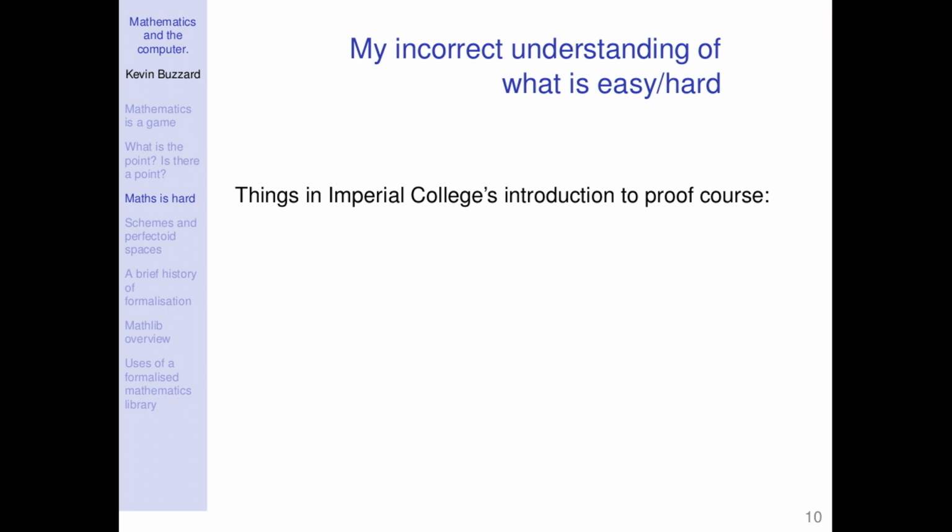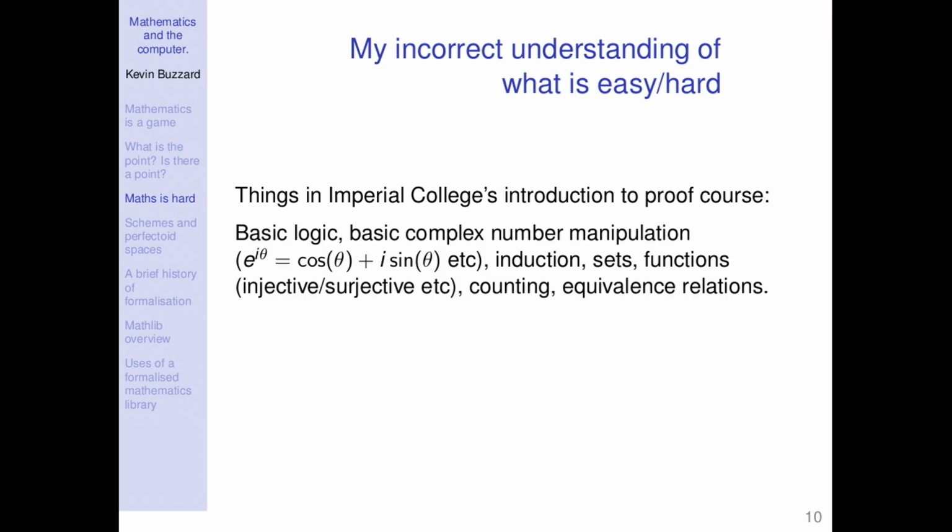And then the things I was planning on teaching these undergraduates. This was the introduction to proof course, and some of these words are the same, right? Sets and functions and equivalence relations, that's great. And some of these things are different, right? We've got complex numbers. So e to the i theta is cos theta plus i sin theta. They learn this at school. It's one of the last things they learn at school.